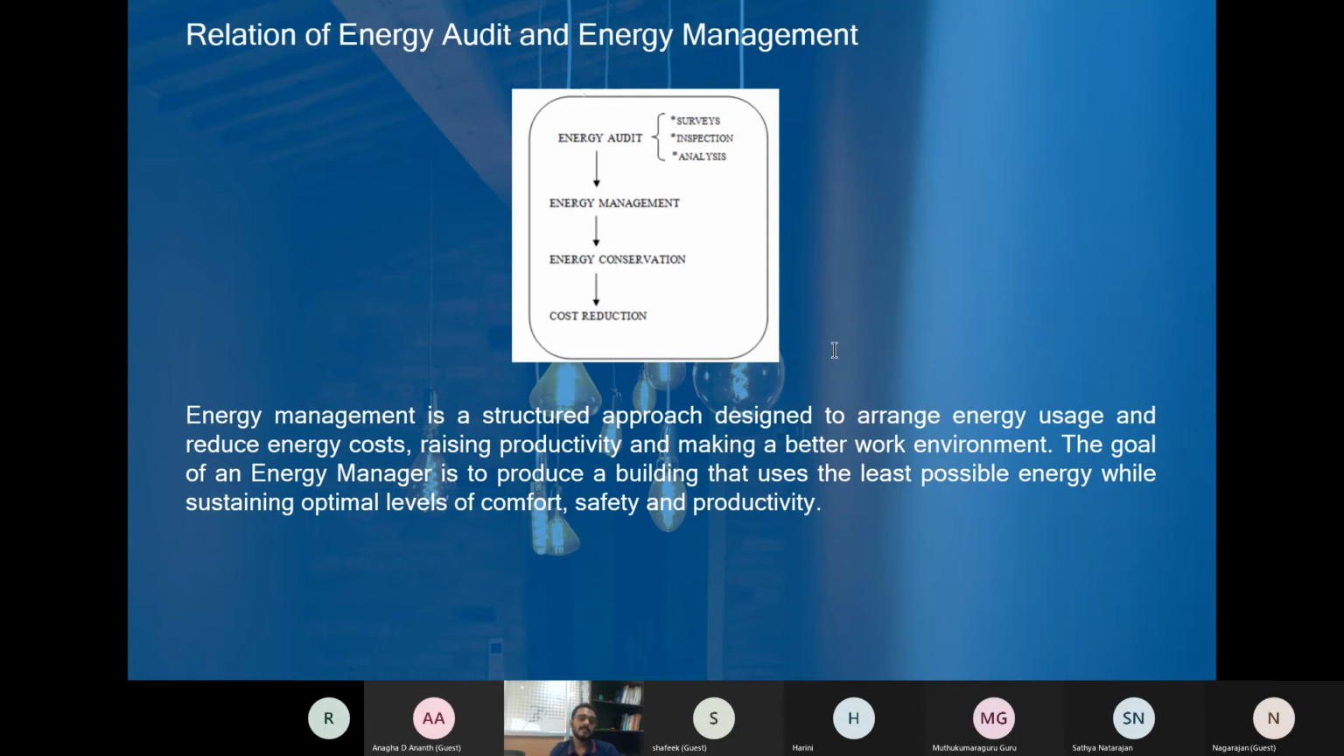Yes. Energy management is a structured approach designed to arrange energy usage and reduce energy cost, raising productivity and making a better work environment. The goal of energy management is to produce a building that uses the least possible energy while sustaining an optimal level of comfort, safety, and productivity.